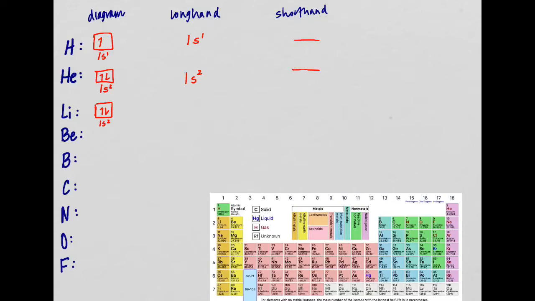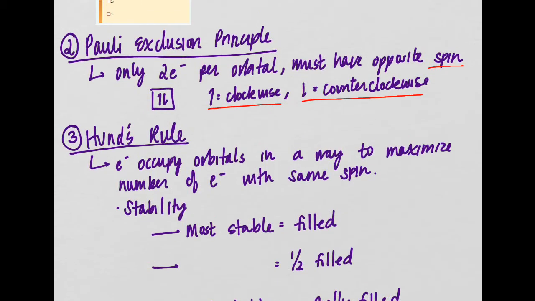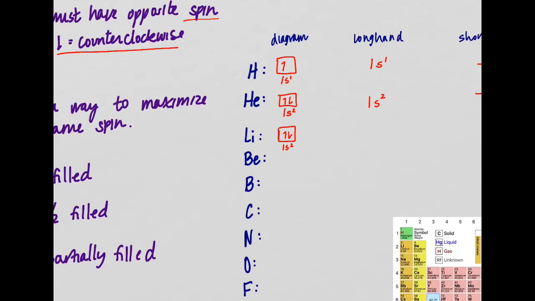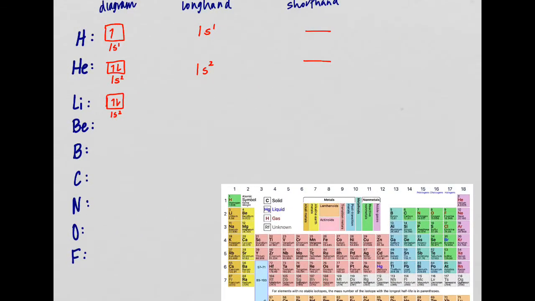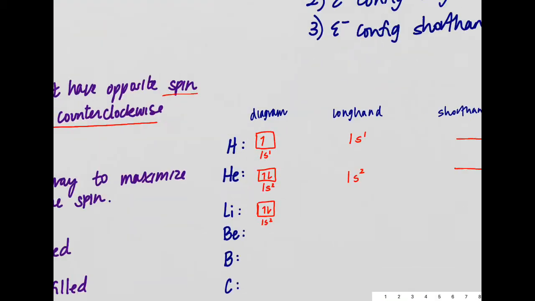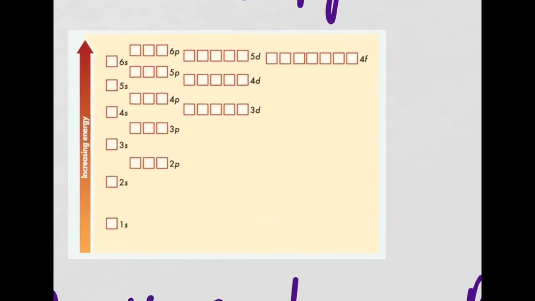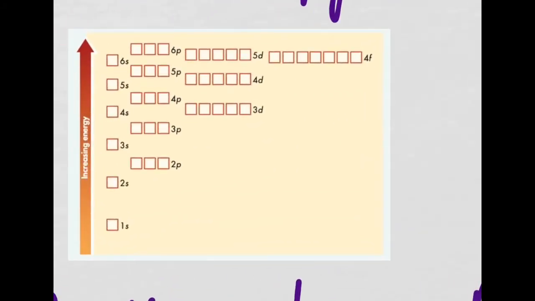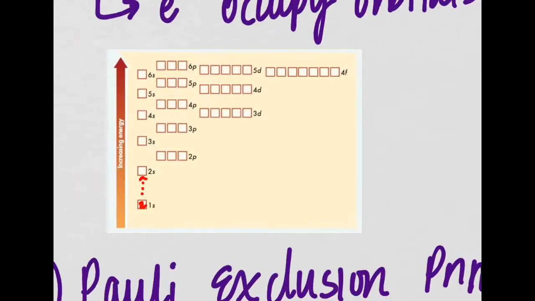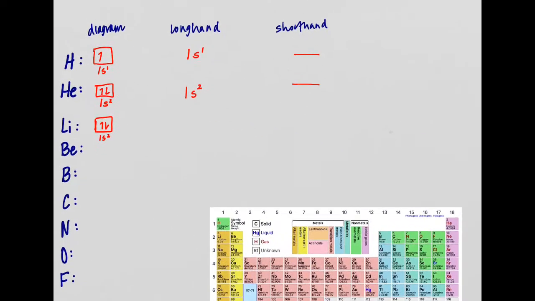Think about that. I can't put that 3rd electron in there because the Pauli exclusion principle says that the maximum we can have per orbital is 2 electrons. So I have to move on to my next energy level. If I look at this diagram, I've already filled this one up. So this one is filled, right? So now I go to the next energy level. That's 2s. Okay, so now I'm going to start filling my 2s energy level.